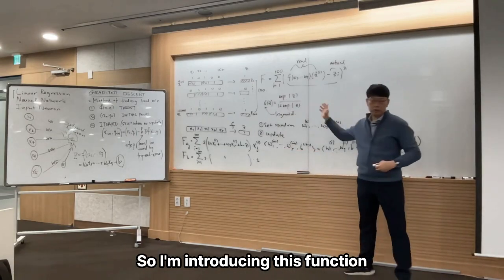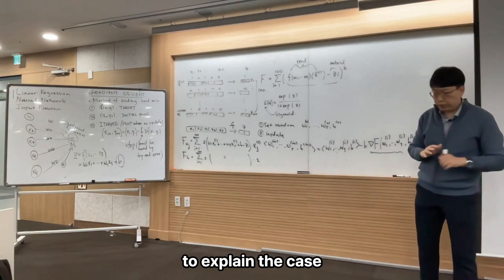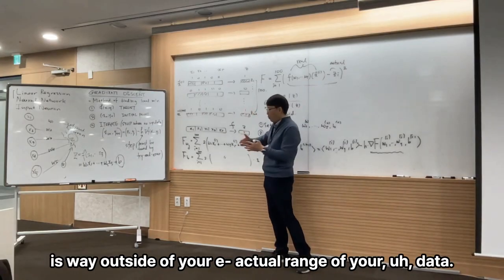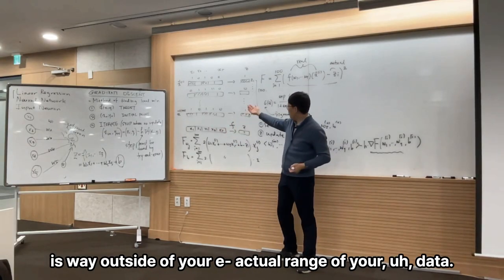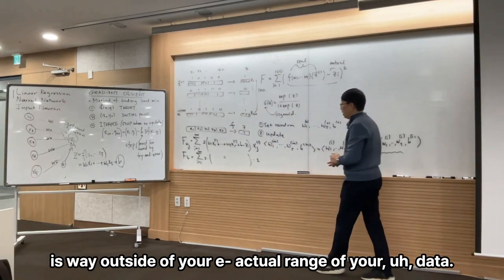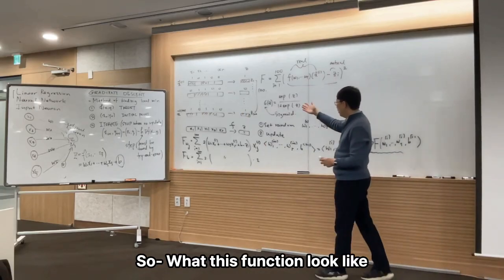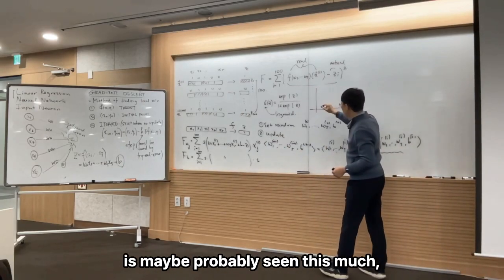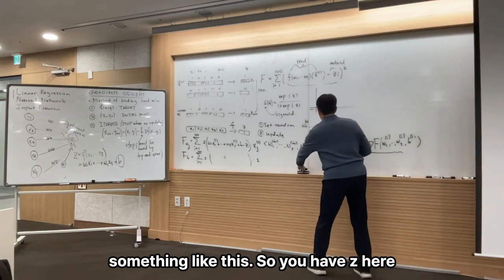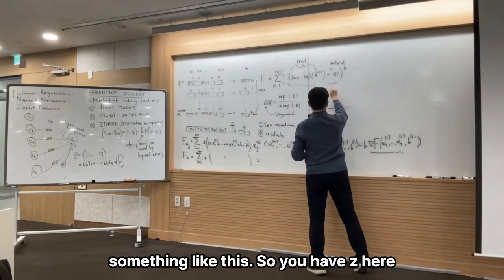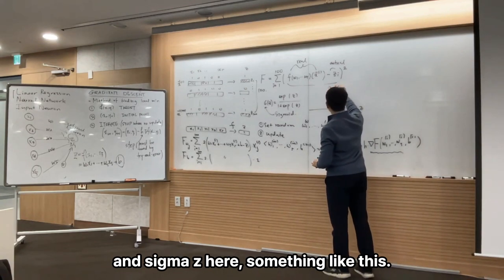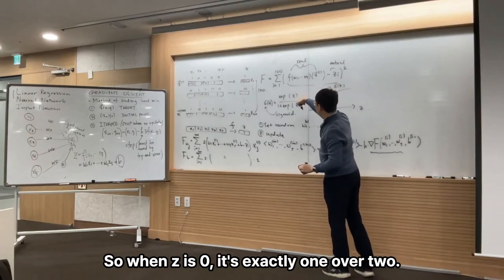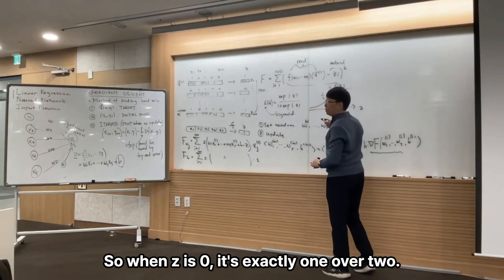So I'm introducing this function to explain the case when your expected outcome is way outside of the actual range of your data. So what this function looks like if I graph it, you've probably seen this much, something like this. So you have z here and sigma z here. When z is 0, it's exactly 1 over 2.